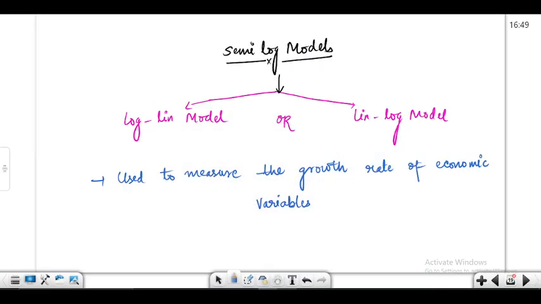Hello students, welcome back. So in the previous video we had talked about your log linear model. So in this video we'll be talking about your semi-log models.